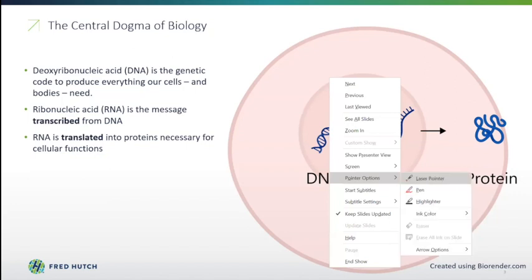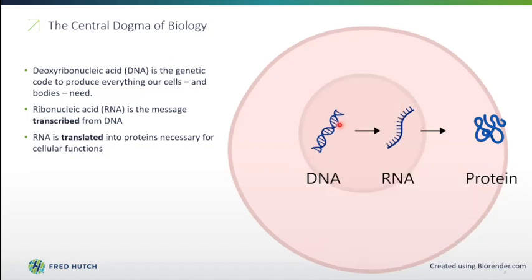Let me just change to a laser pointer. So this is the DNA molecule here, our genetic code that's inside this nucleus in our cells. And this DNA molecule gets converted into a messenger molecule that we call ribonucleic acid, or RNA. And this messenger molecule, this RNA, can then leave the nucleus and be converted into protein. And this protein is really what provides all of the function of our cells.